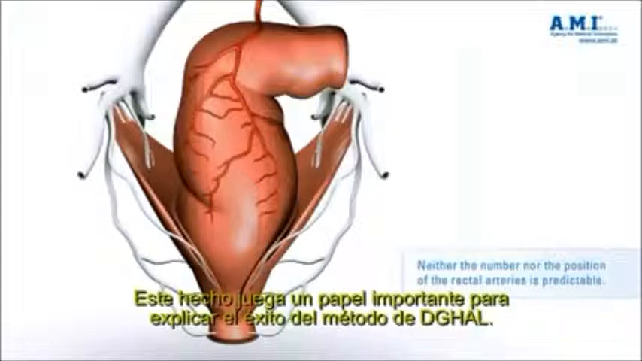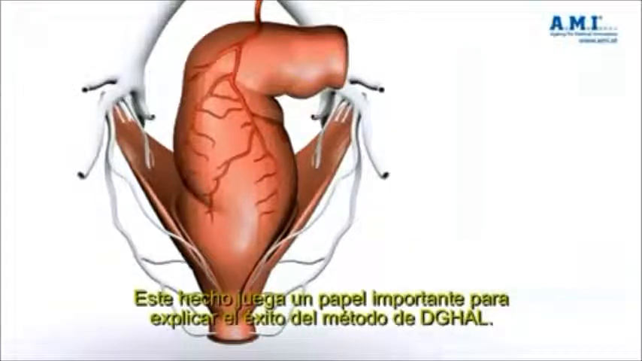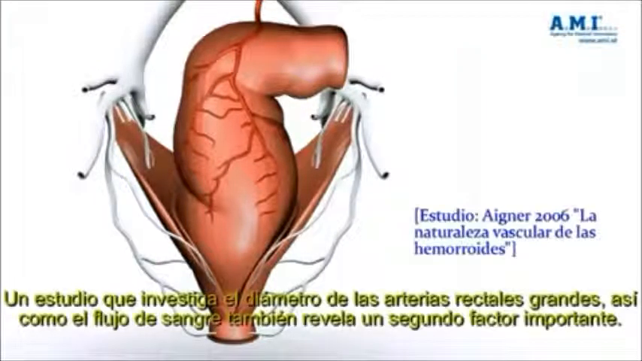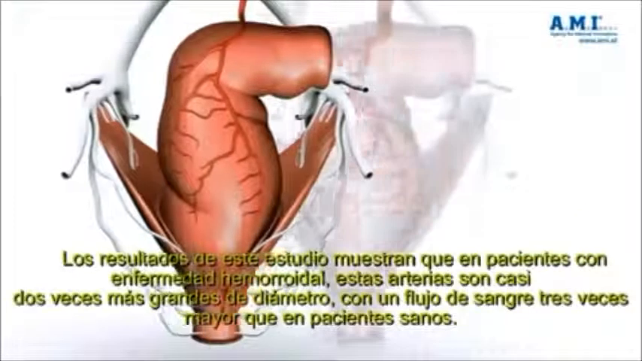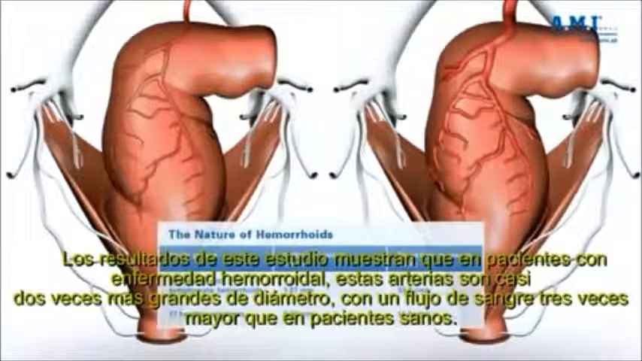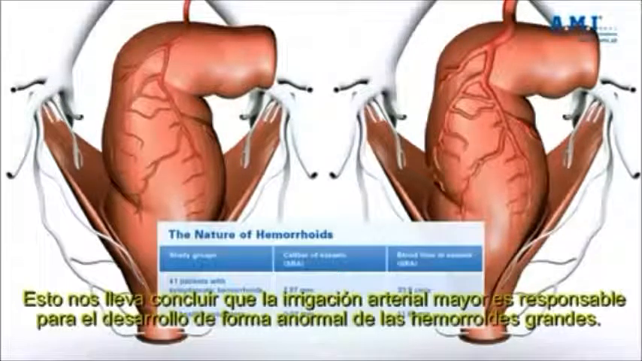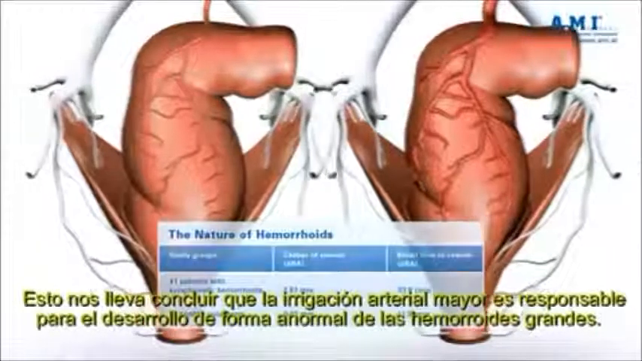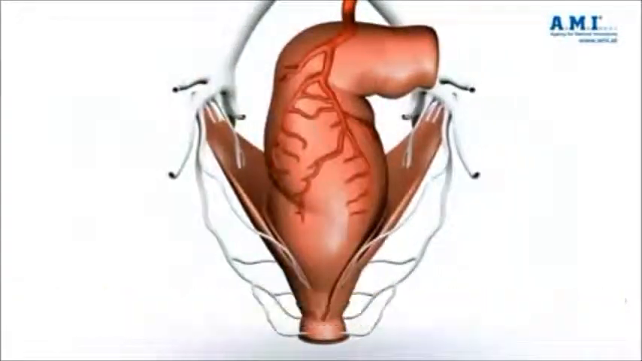This fact plays an important role in explaining the success of the HAL method. A study investigating the diameter of the large rectal arteries as well as the blood flow also reveals a second important factor. The results of this study show that in patients with hemorrhoidal disease, these arteries are almost twice as large in diameter, with a blood flow 3 times greater than in healthy patients. This leads us to conclude that the increased arterial supply is responsible for the development of abnormally large hemorrhoids.